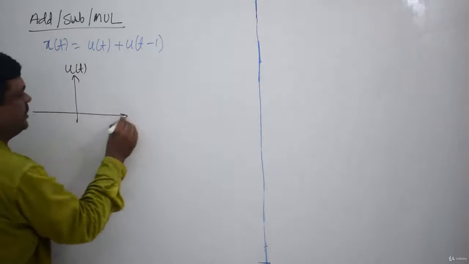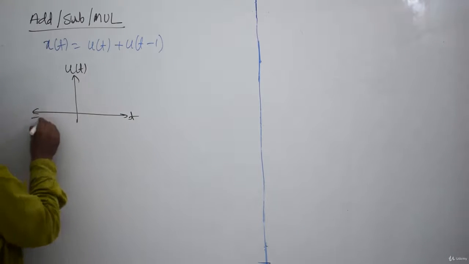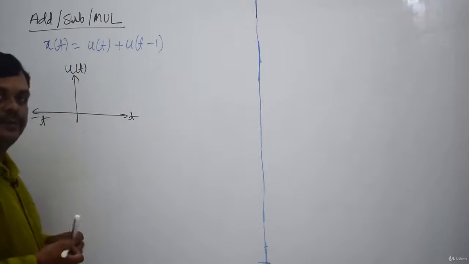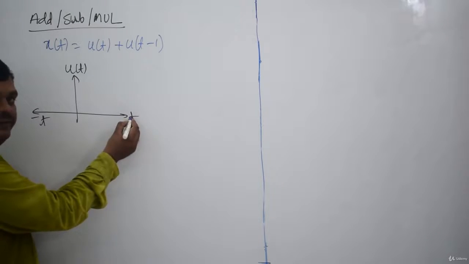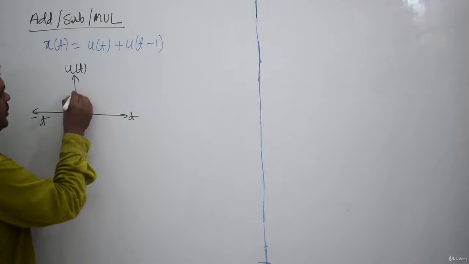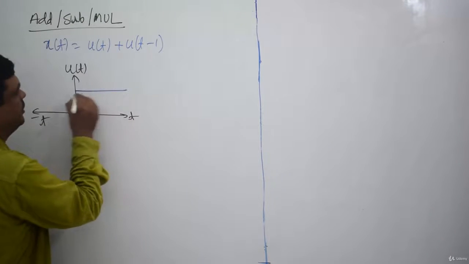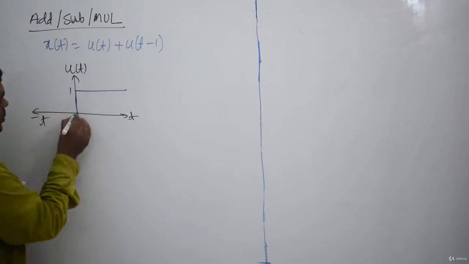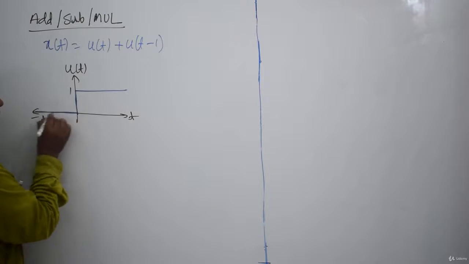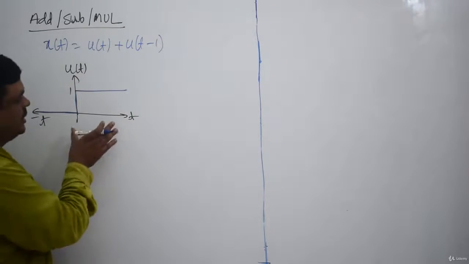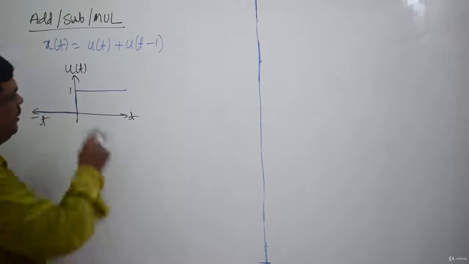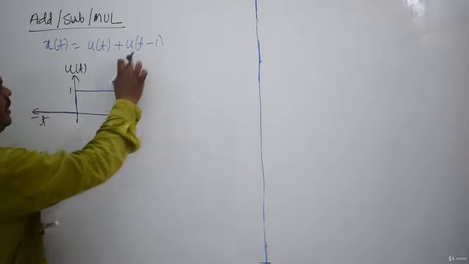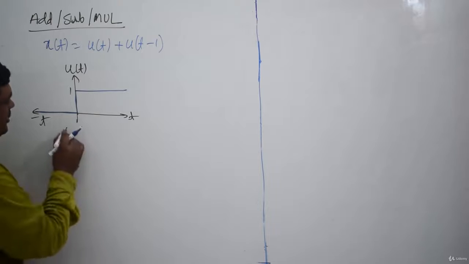U of t is the unit step signal. This signal is defined for t from 0 to infinity with constant amplitude. That amplitude is 1. Negative time, meaning time less than 0, is not defined. This is one standard basic signal, the unit step signal. Amplitude is 1. Then the other signal is u of t minus 1.